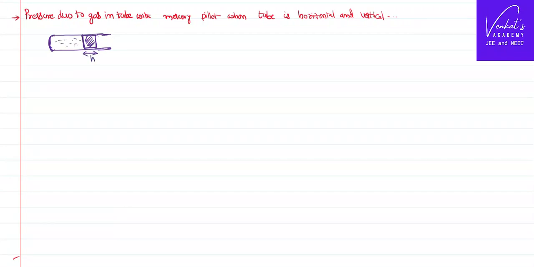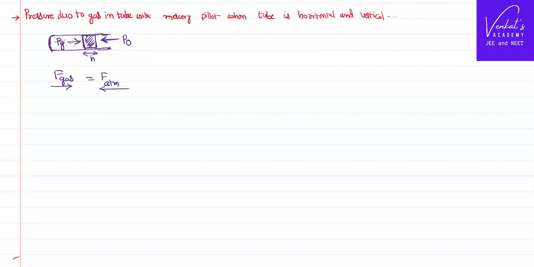Imagine there is some gas inside. So what will this gas do? This gas will have some pressure on this mercury pellet. Let me call that P gas. This mercury pellet is open to the atmosphere, which also will have a pressure. So that atmospheric pressure will always try to push the mercury towards the left, whereas the gas will try to push it towards the right. So we can say pressure due to the gas in the direction of right equals pressure due to the atmosphere in the direction of left.